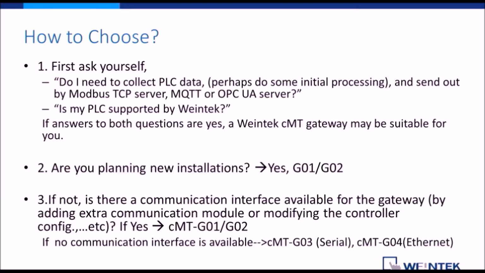Then the next step, ask yourself: am I planning a new installation? Is it a new project? If yes, then probably you can work with a Geo1 or Geo2, interface it with the PLC, and get the data out. If it's not a new project, then check whether there is an additional communication interface available for the gateway. Can I add a module, or maybe reprogram my PLC to open a new port, or enable a new serial port if I already had two or more?